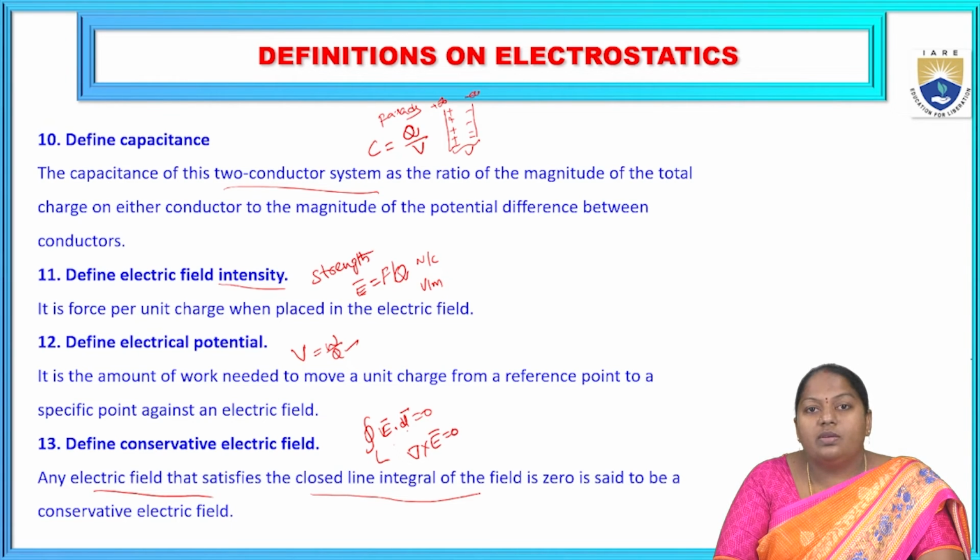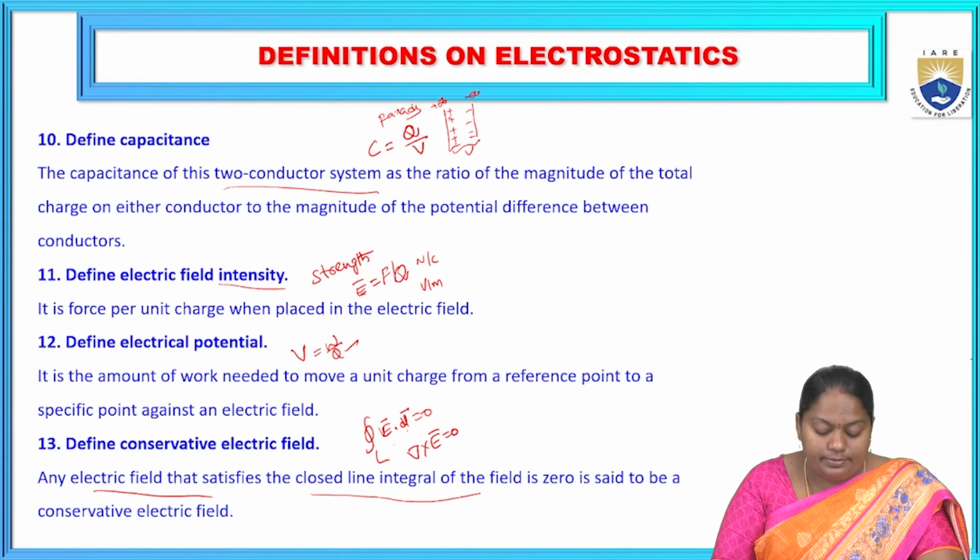After that, electric potential. Electric potential is nothing but electric voltage or the potential difference between two reference nodes. Sometimes it is also defined as the amount of work needed to move a unit charge from a reference point to a specific point against the electrostatic field. It is given by V equal to W by Q, where W is the work done and Q is the electric charge. In general, the notation for electric potential or electric voltage is V, and it is measured in volts.